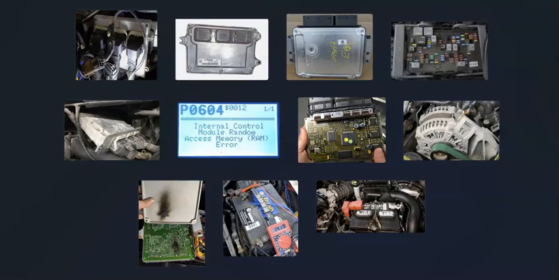And so that's basically it. I just wanted to give a basic overview of how you go about fixing a vehicle with the P0604 code.